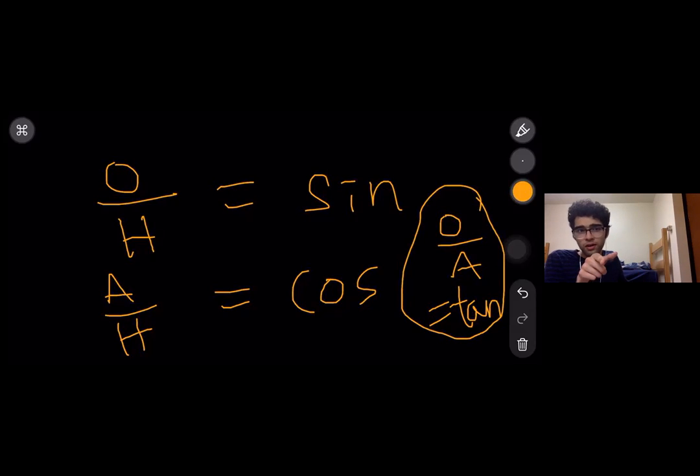Can you add them both together and get tan, or multiply, or can you do something to those 2 ratios and just arrive at the third one? We have o divided by h, we have a divided by h. Now I want to get o divided by a. How can I get it?